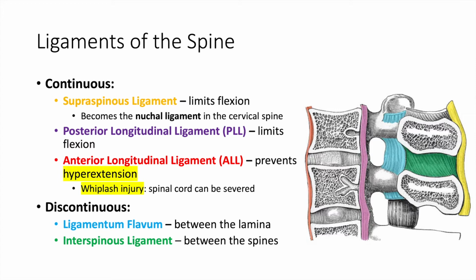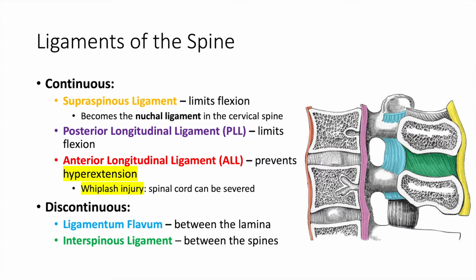Okay, we've got ligaments of the spine, and I color-coded it so it would match our picture. We've got a supraspinous ligament. Supra, above, spinous, like our spinous processes. It's going to limit flexion, which makes sense. If I move forward, those above the spinous processes are going to stop me. In the cervical spine, it's called a nuchal ligament.